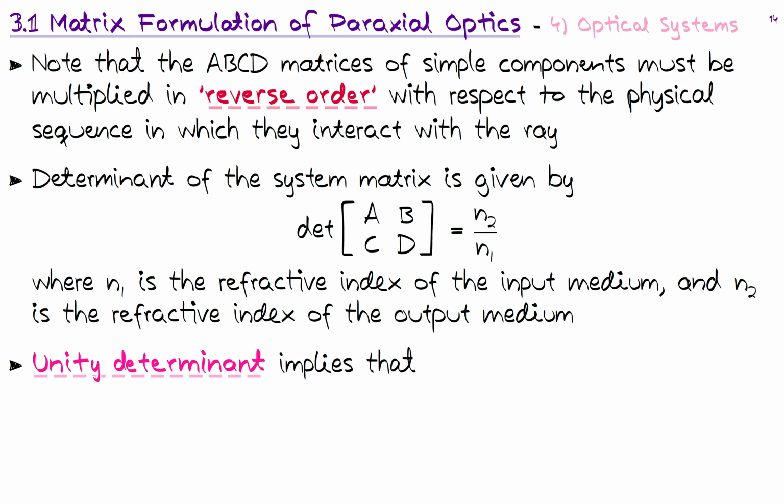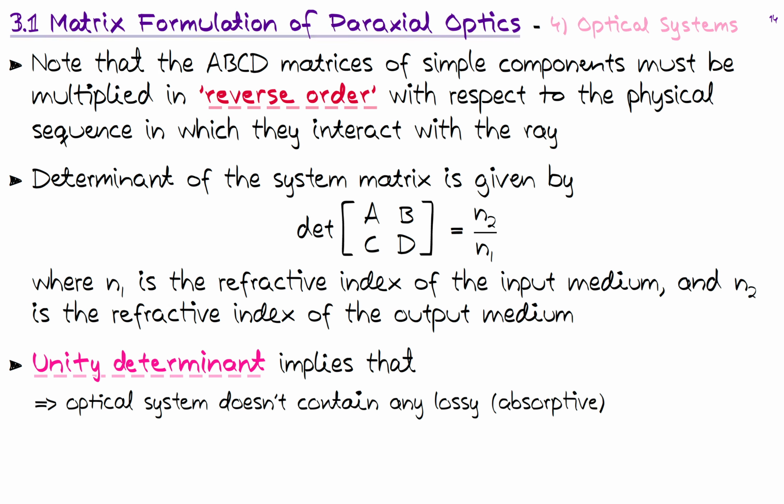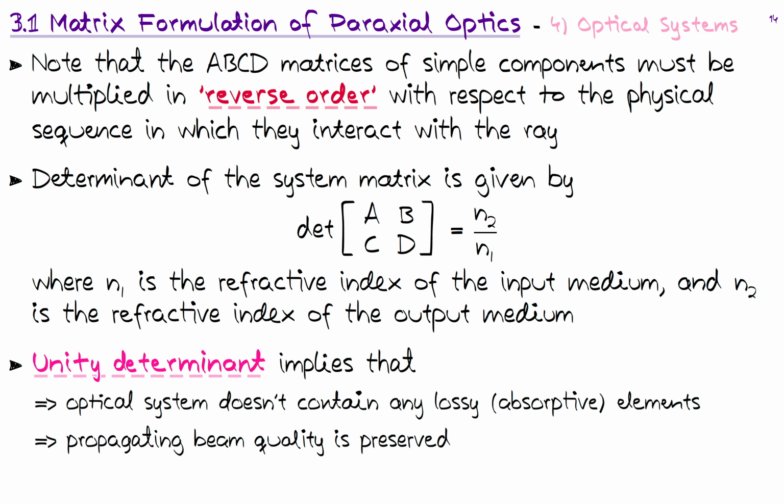And a related matter: if we have a unity determinant, that implies that the optical system does not contain any losses. So basically no absorption is taking place within the elements of the system, and the propagating beam quality is preserved. Essentially, a quantity known as etendue is conserved. So this is what happens when we have a unity determinant.